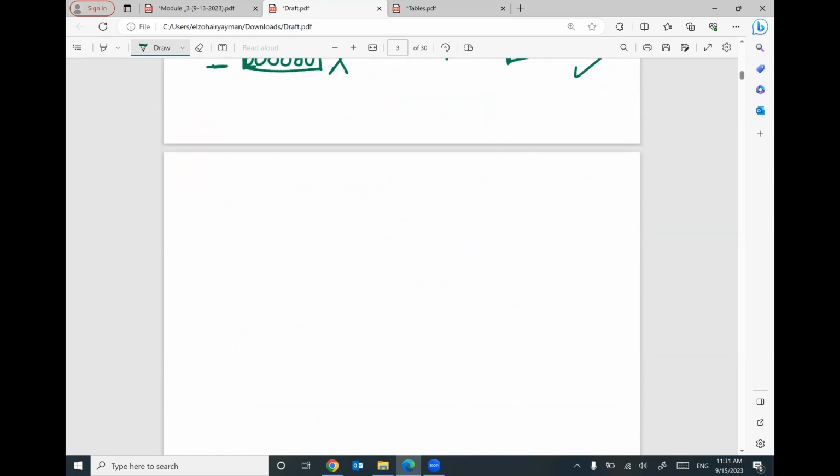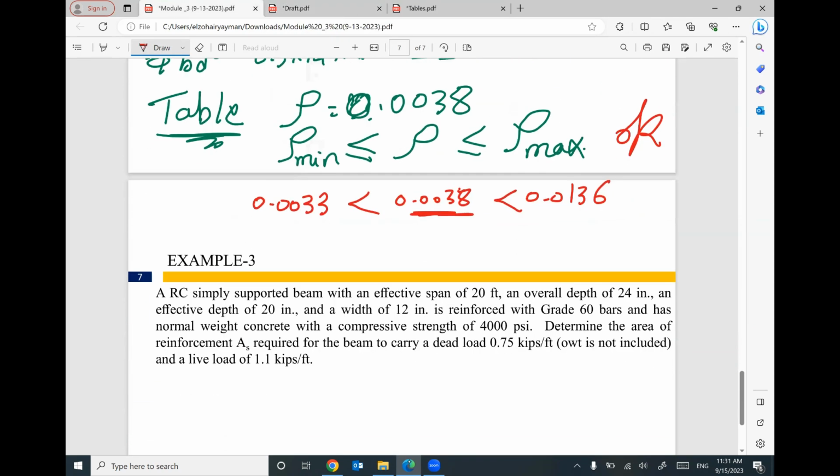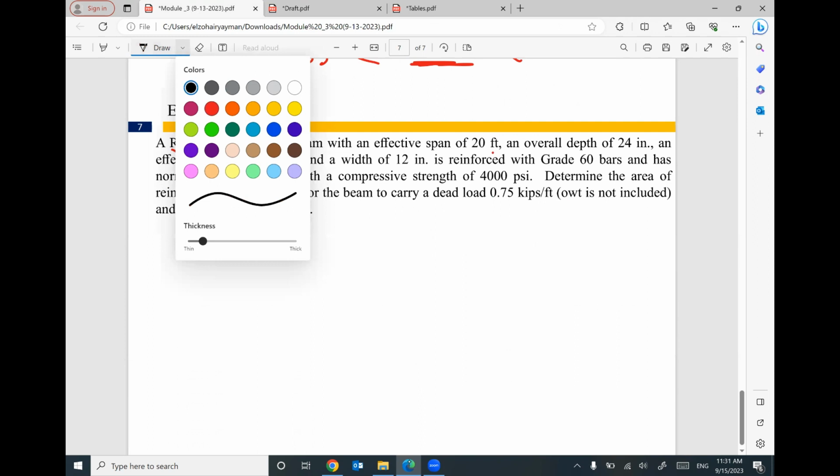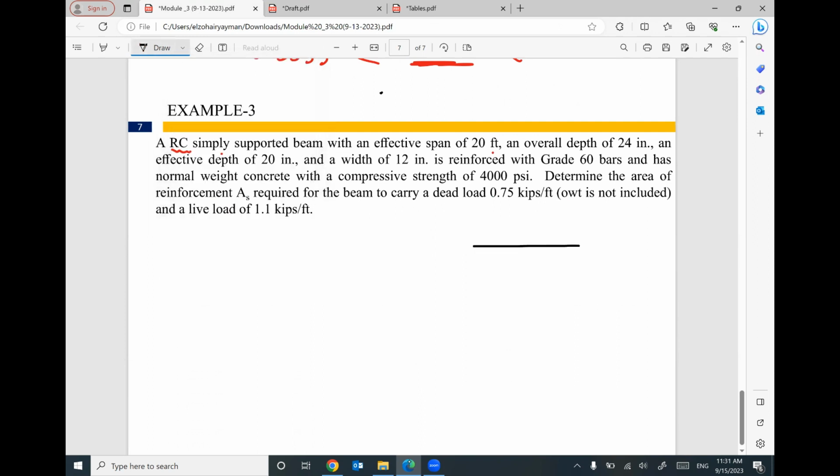Let's do one more example. I have another example here. Wow, the problem did not give anything, just read. We have a reinforced concrete, simply supported beam with an effective span of 20 feet. So we need to translate. We have a beam, simply supported means between 2 supports only. The total span of this beam equals 20 feet.